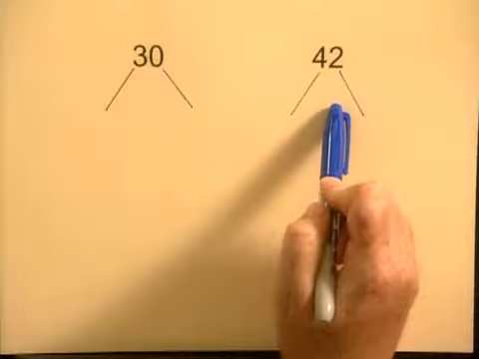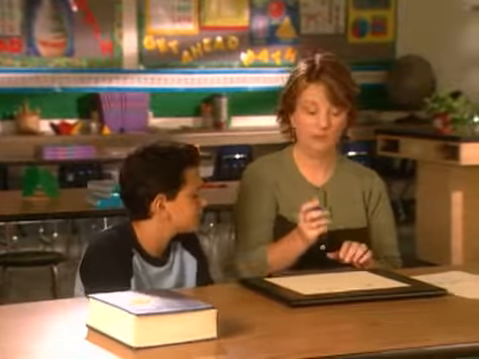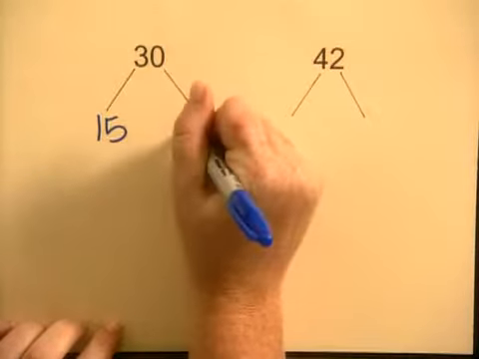Let's talk about greatest common factor. We also call it GCF. The greatest common factor is the biggest number that's a factor of the two numbers we started with. Let's start with 30 and 42. Two numbers you can multiply together to get 30? 15 and 2. We're going to circle our 2.